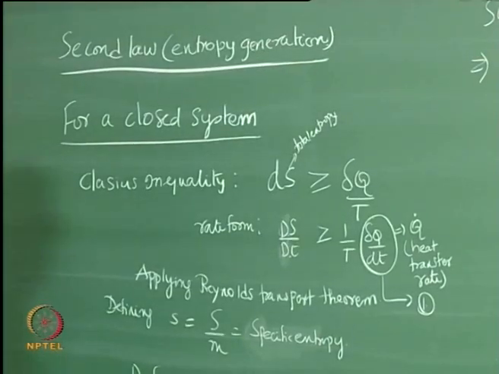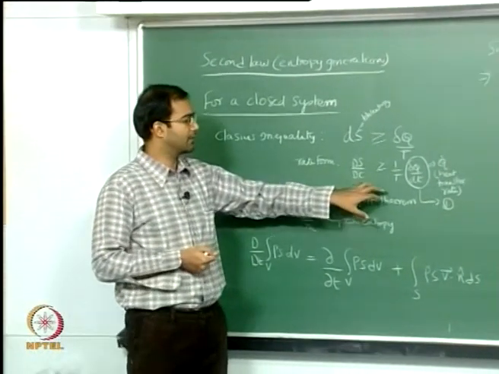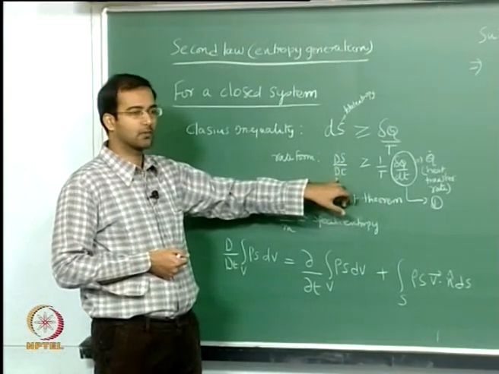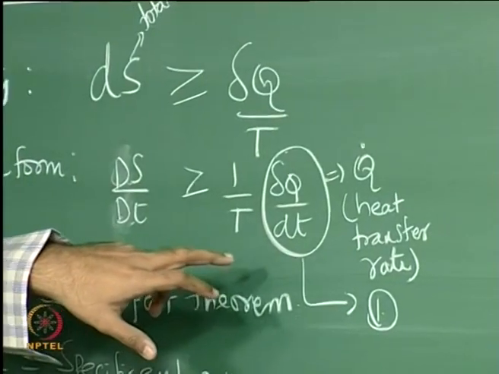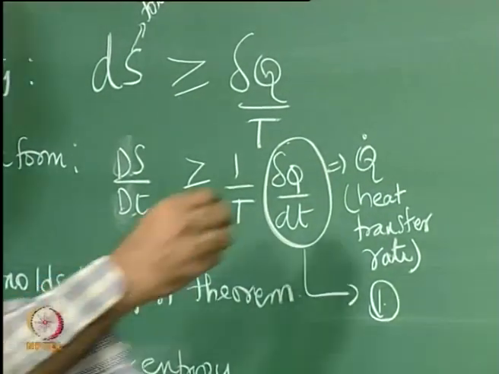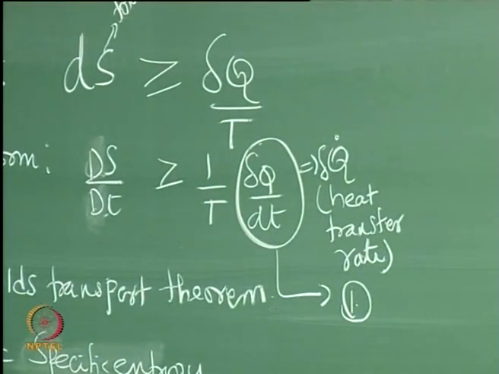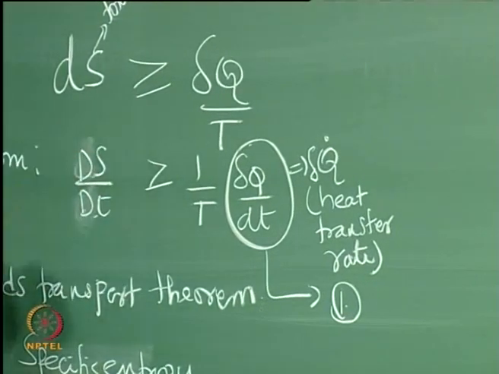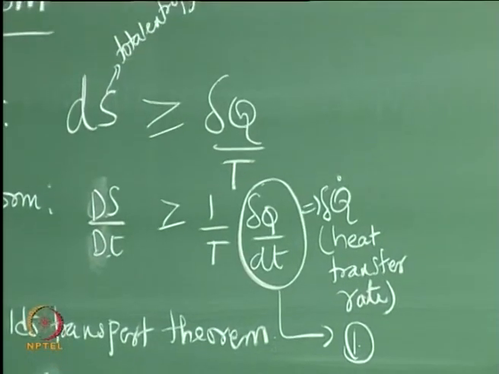So we start with applying the Clausius inequality for a closed system. If you express this in the form of a rate equation, you know that the total derivative dS/dt should be greater than or equal to 1/T times the differential amount of heat transferred. I will just represent this as delta q dot. Now let us apply the Reynolds transport theorem to express this total derivative for a control mass with respect to the partial derivatives in a control volume.